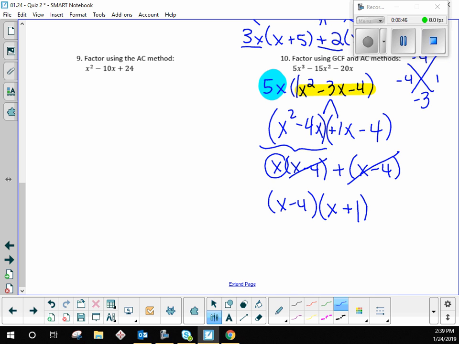But this answer is missing something. What else do I need to put there? The 5x from the very beginning. And this is factored form. Because I factored an x out as a GCF.